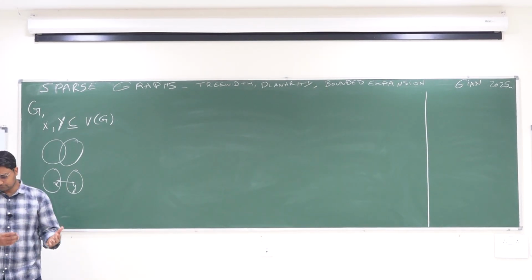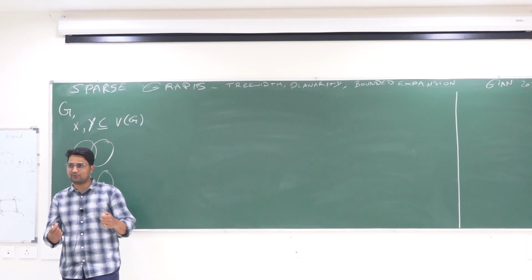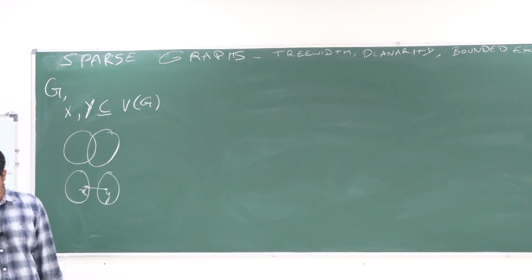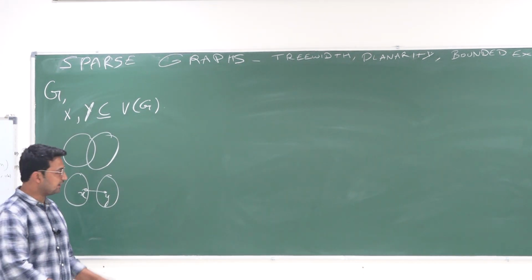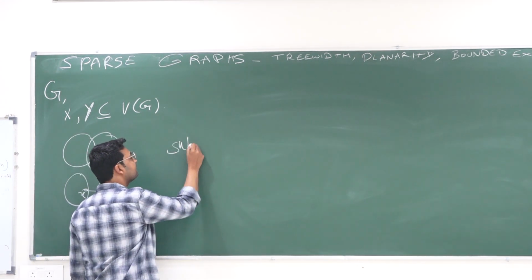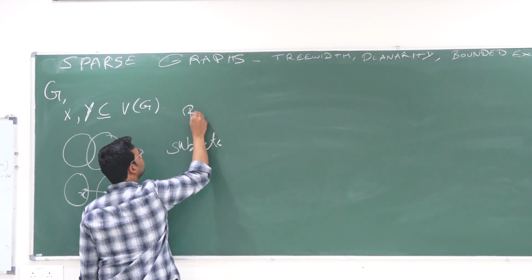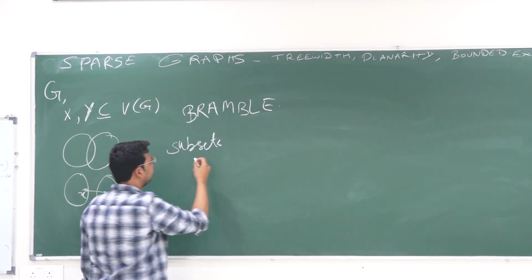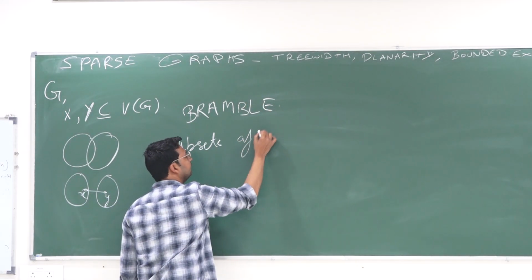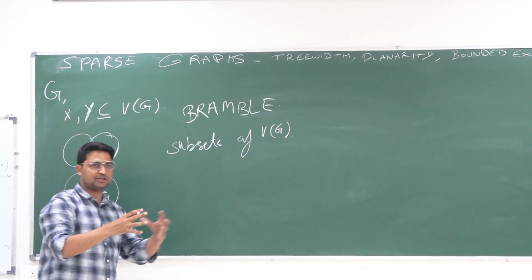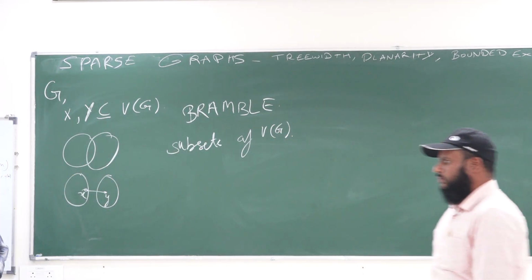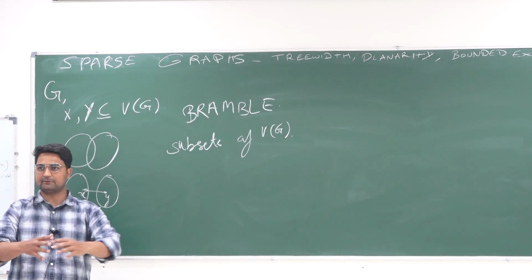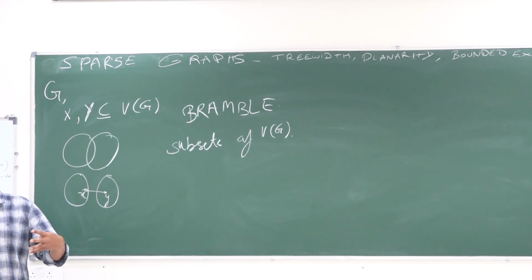Brambles, the term comes from rose vines, the way the rose vines are intermingled among themselves. Similarly, we have a mathematical notion in graphs which is called a bramble, which is a collection of subsets of V(G) which are pairwise touching each other. So, is the definition clear? We have some subsets of our vertex set which are touching each other pairwise.